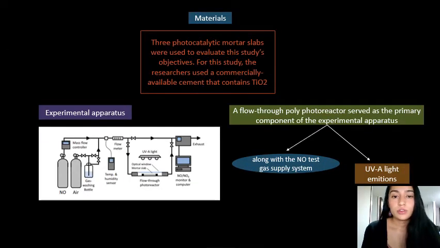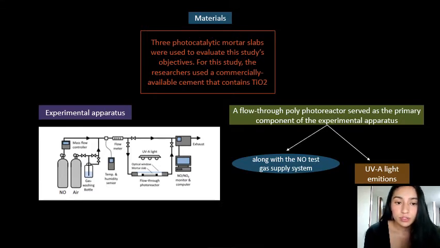Materials. Three photocatalytic mortar slabs were used to evaluate this study's objectives. For this study, the research used commercially available cement that contains titanium dioxide, and a flow-through photoreactor served as the primary component of the experimental apparatus. This is used to control various environmental conditions.